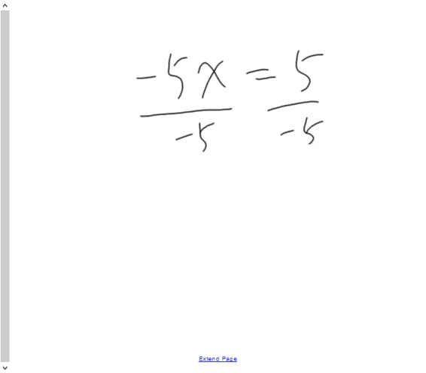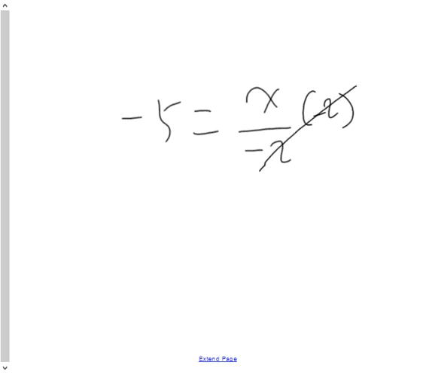In the second question, it says negative 5x equals 5. So here we have a coefficient of negative 5, or a multiplier. Here I'm going to divide both sides by negative 5. And I'm going to have a solution of x equals negative 1, because 5 divided by 5 is 1, and a positive divided by a negative is a negative.